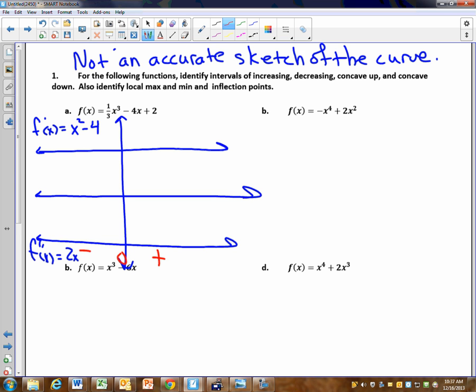Okay? Next thing we can do. Let's look at our first derivative. X squared minus 4. Where is the function equal to 0? Positive 2 and negative 2. Let's mark those on our number line.